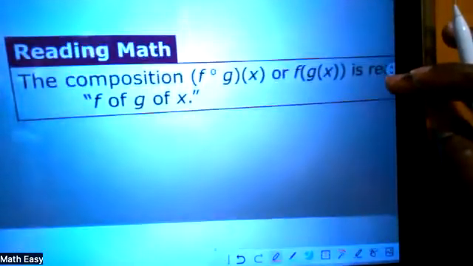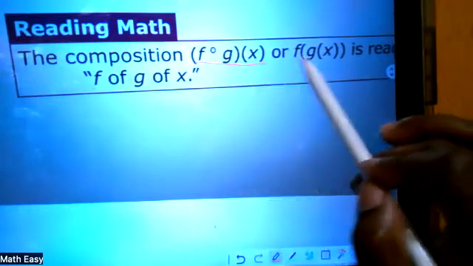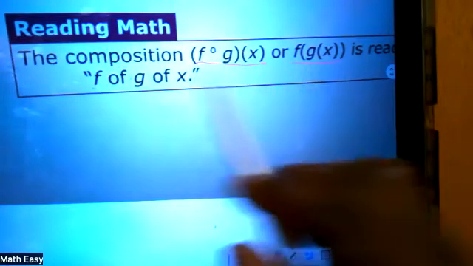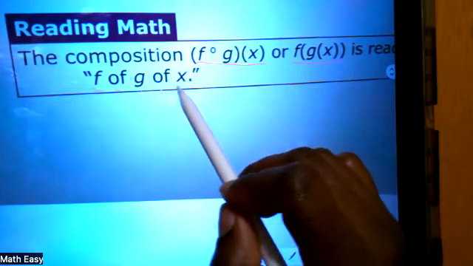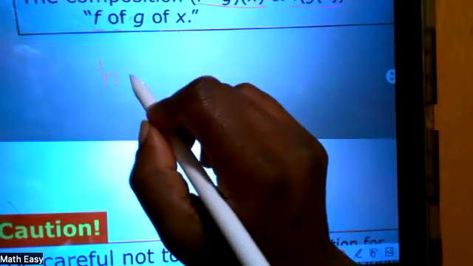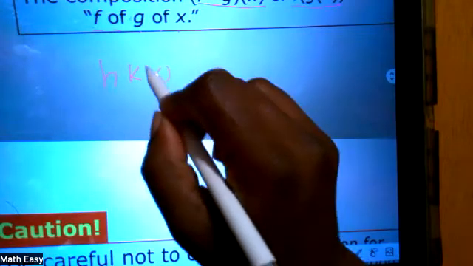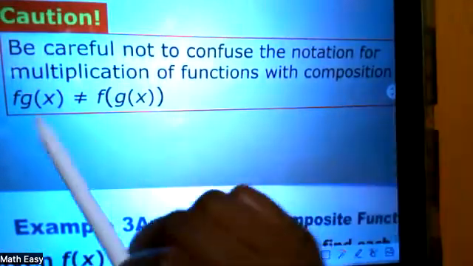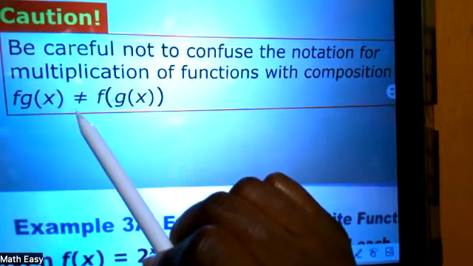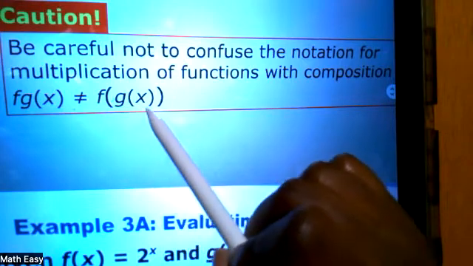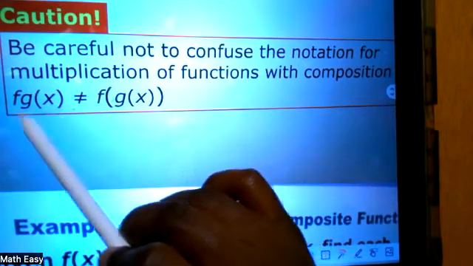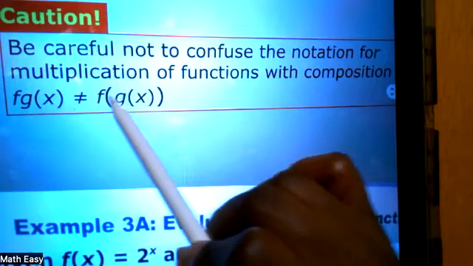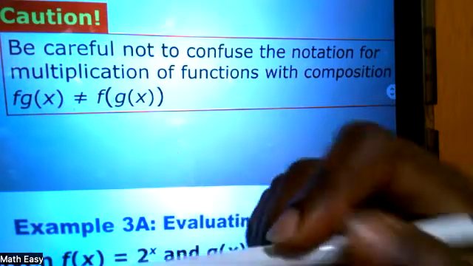Now, something to note: when we have this expression here, it is read as f of g of x. Or if we have h k x, it will be h of k of x. Something to also note is that fgx is not equal to f of g of x. So fgx is just f multiplied by g, but f of g of x is a composite function.